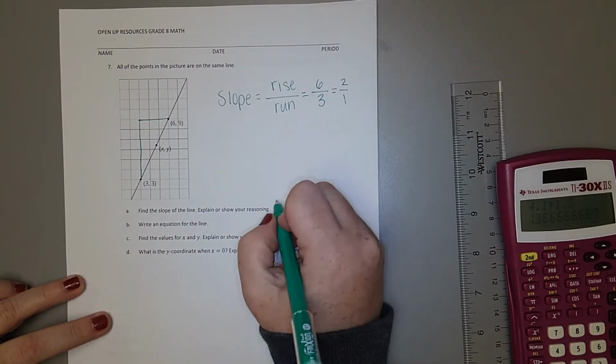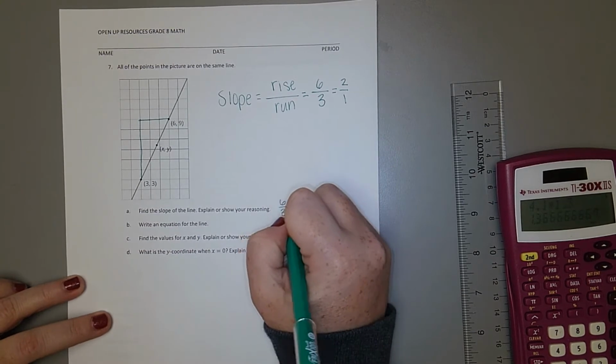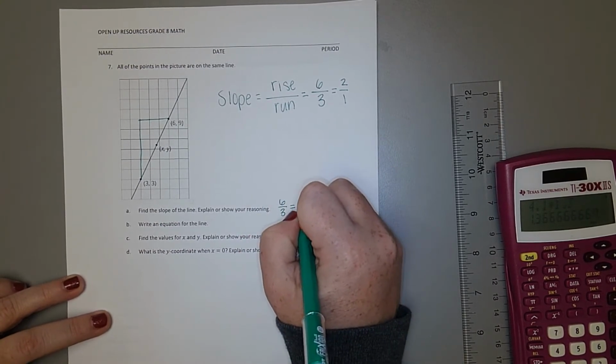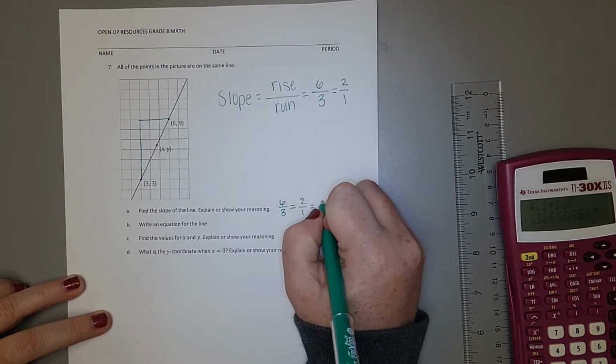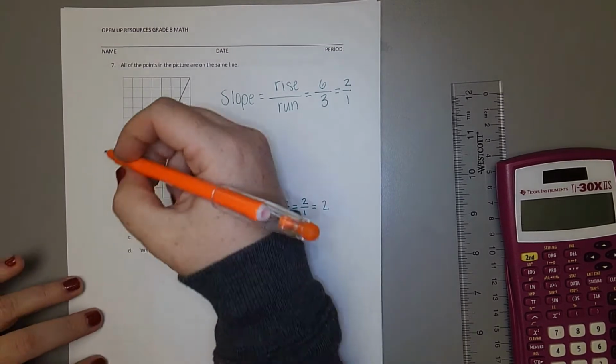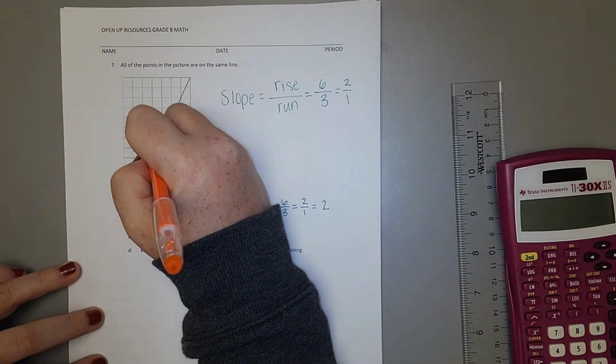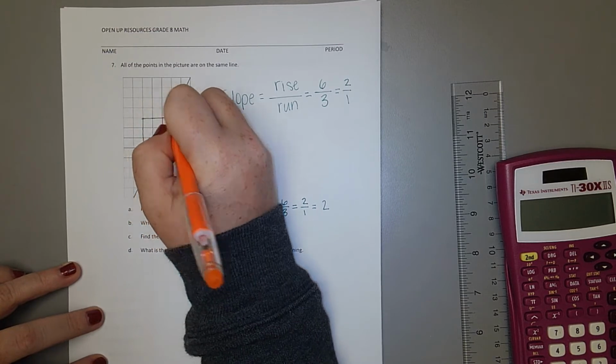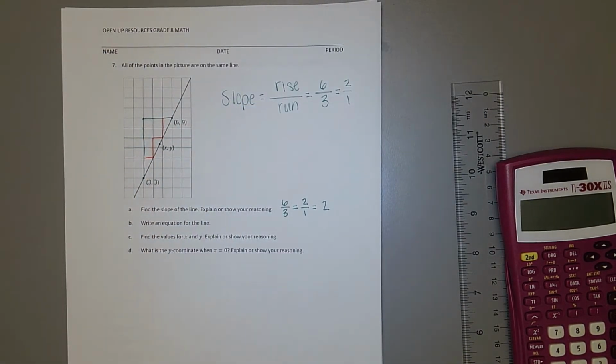So the slope of the line, I would take any of these answers. They are all the same. 2 has an imaginary denominator of 1. So for each one, we're going to go up 2 over 1, up 2 over 1, up 2 over 1. Okay, that part's done. Write an equation for the line.